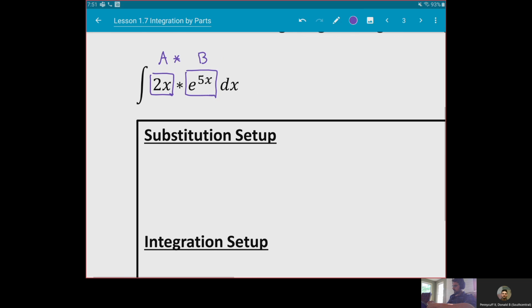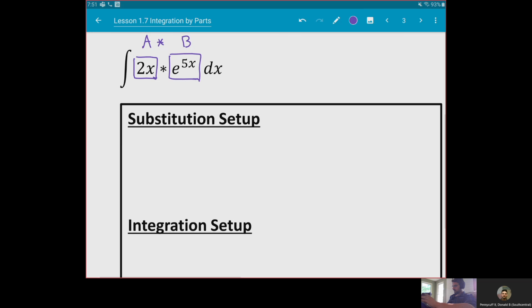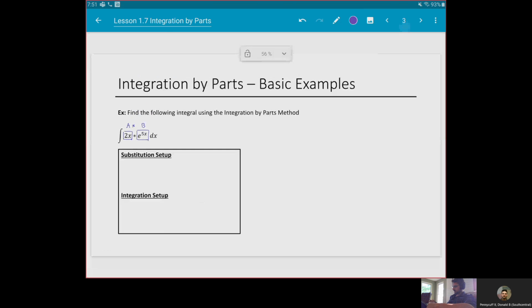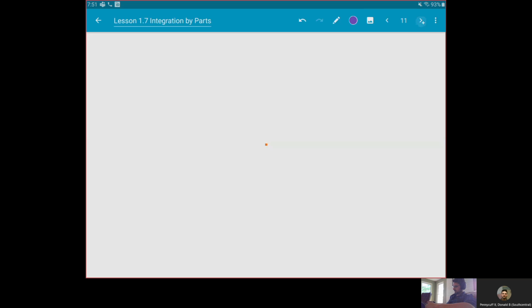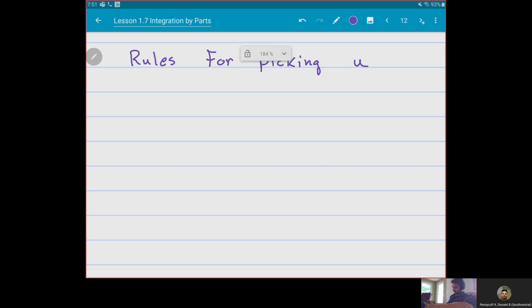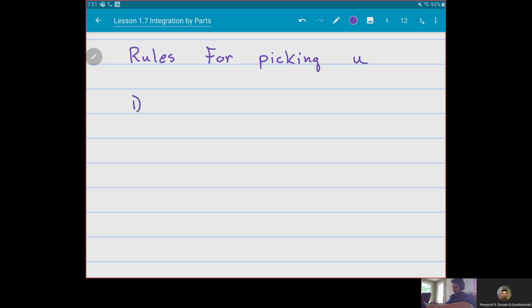Now, what you are going to do is you're going to take the derivative of one of these and you're going to take the integral of the other. And you have to decide which one. So what are the rules? So let me go back to this page back here and maybe write in another one. Rules for picking u.